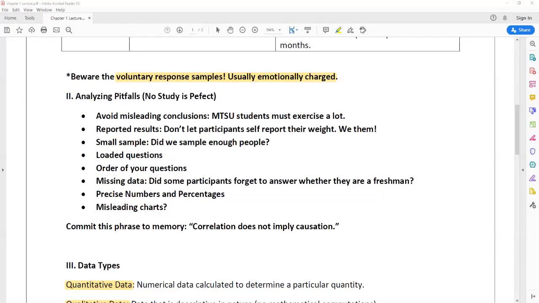Also, be careful with small samples. You wouldn't want to weigh 5 students at MTSU and draw conclusions based on those 5. Loaded questions are also dangerous.